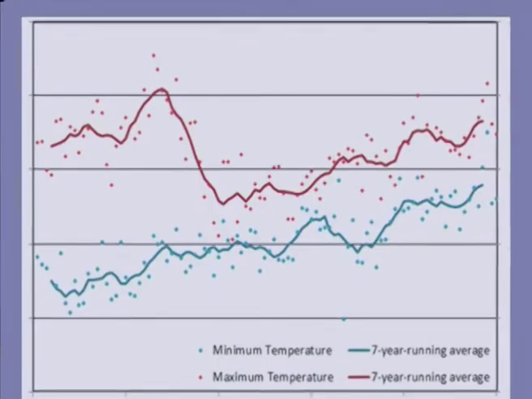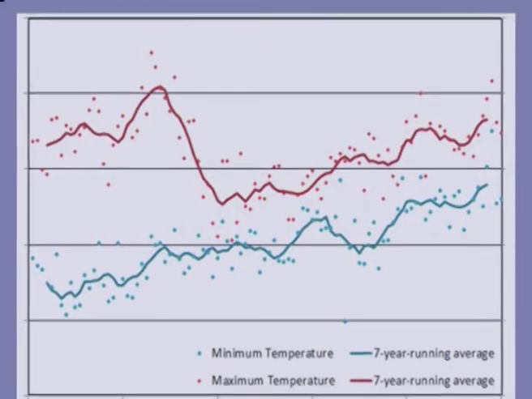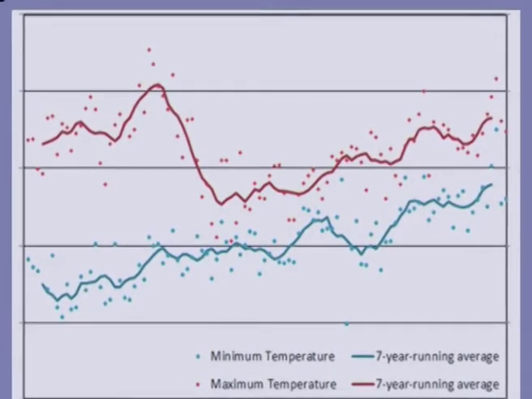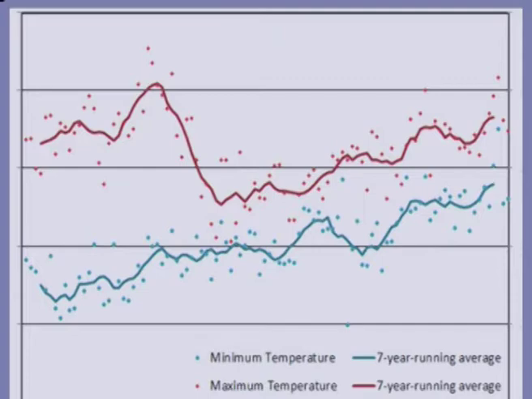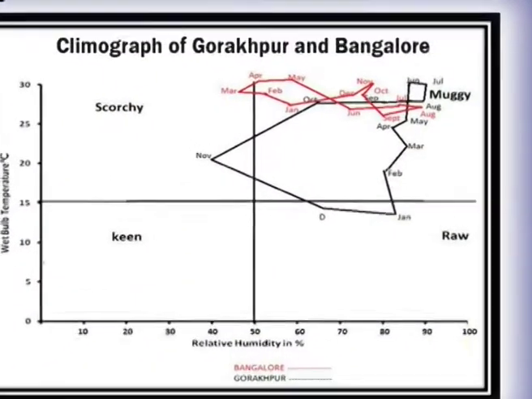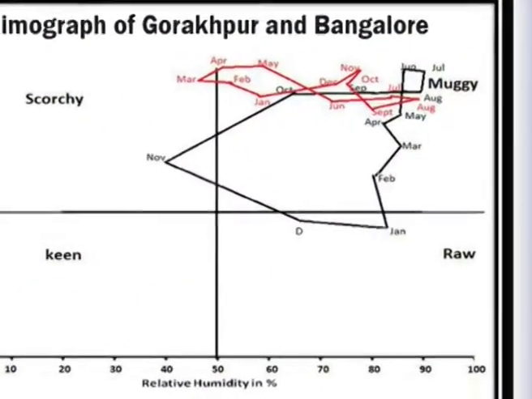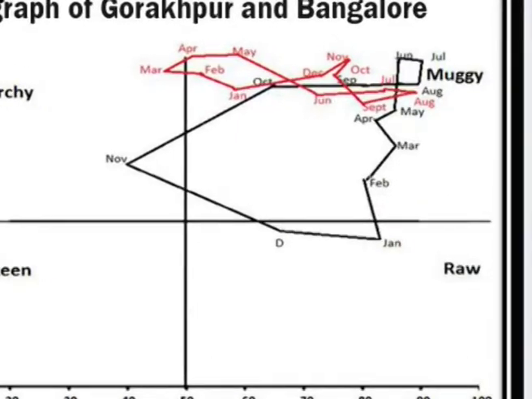The climograph of Bangalore. The climograph of Bangalore shows that the city has a very pleasant climate throughout the year. Summers and winters are mild and there is slightly muggy condition during the monsoon, that is during June to August. This again indicates crop suitability to the prevailing condition.